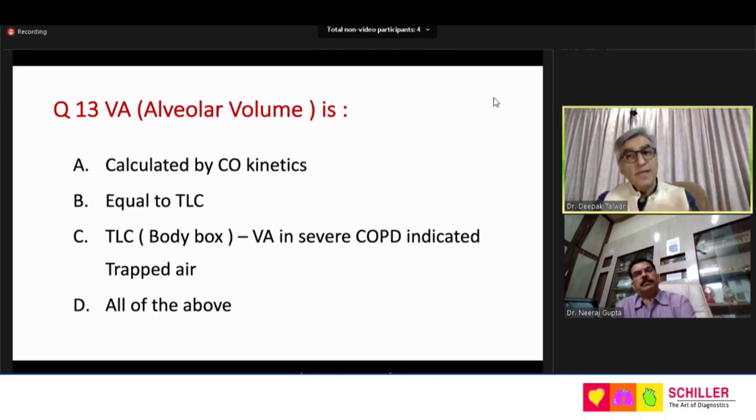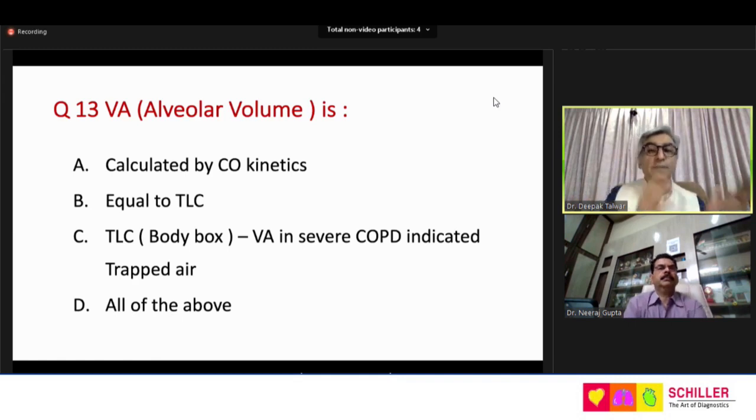But by the helium dilution method, which is being used here, because we are using helium air to estimate the lung volume, we are almost going to get, or get an idea about, the total lung capacity by looking at the VA in this situation. So that's why this question has come: what you estimate as alveolar volume, is it total lung capacity dependent, or is it dependent upon how well the lungs are being ventilated, or whether there is trapped air or not, or is it on carbon monoxide kinetics.